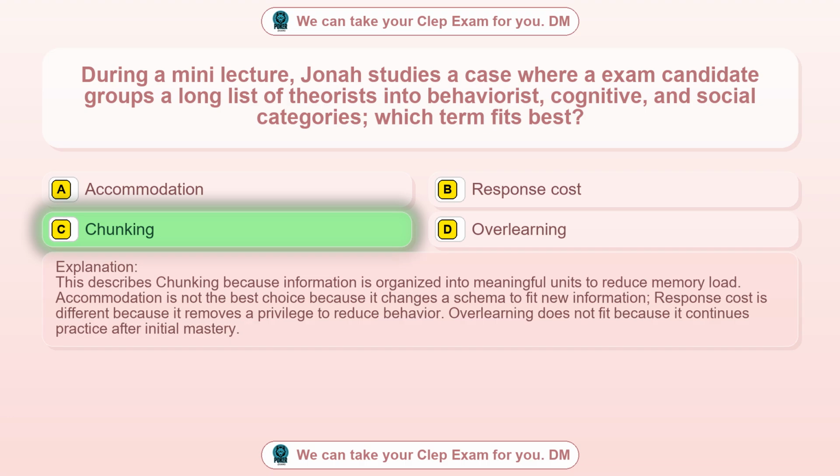This describes chunking because information is organized into meaningful units to reduce memory load. Accommodation is not the best choice because it changes a schema to fit new information. Response cost is different because it removes a privilege to reduce behavior. Overlearning does not fit because it continues practice after initial mastery.